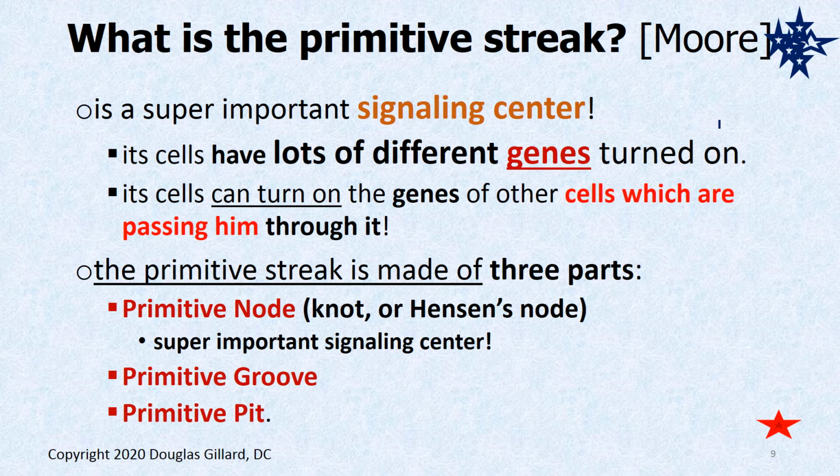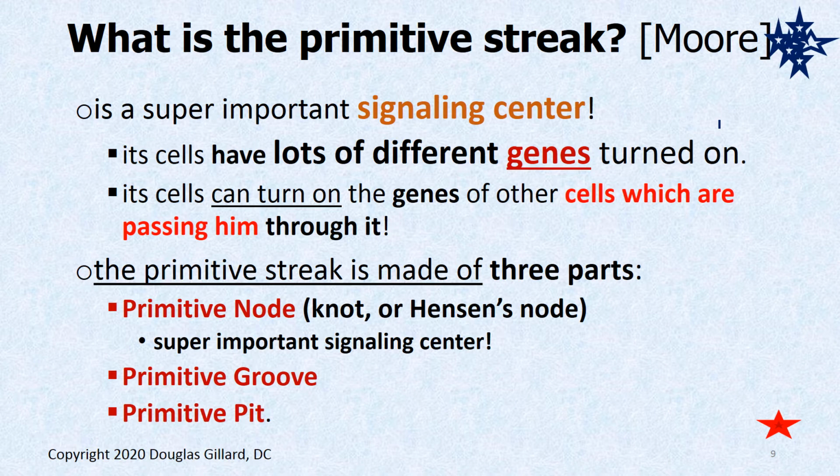We still have a bilaminar disc at this point. It doesn't form cranially. It's caudally, right in the midline. And these cells are magical. They have a lot of different genes turned on. And they don't really do anything per se. They don't grow into anything.